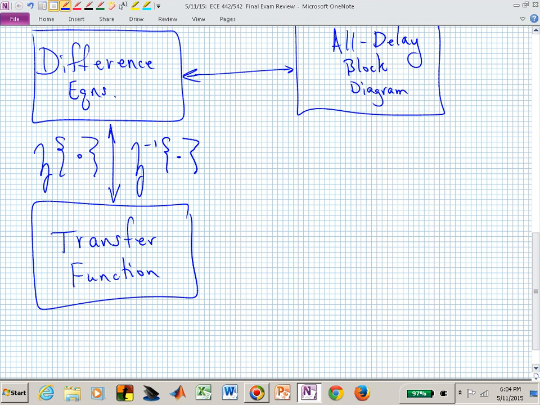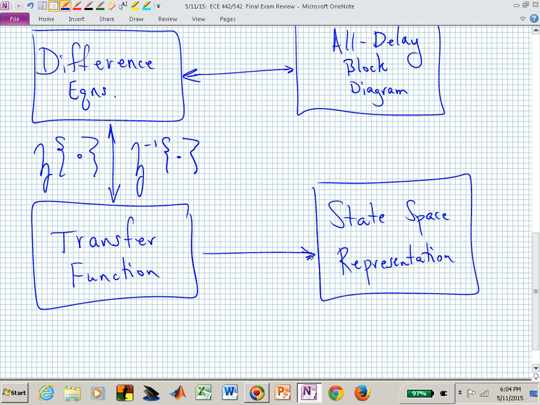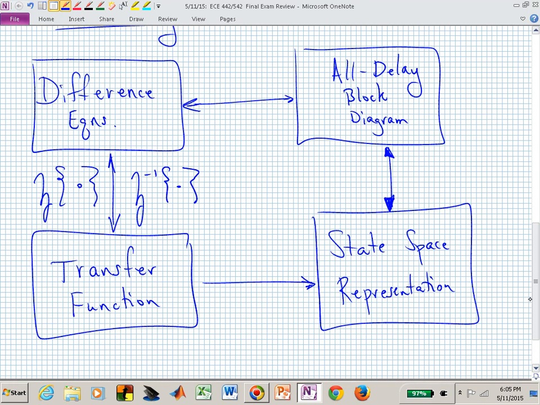And from the frequency domain at the bottom in the transfer function, you should be able to find a state space representation. And you wouldn't have to necessarily go immediately in that direction, but you could go to the difference equations, then an all delay block diagram, and then into a state space representation. From a state space representation, you should be able to go back to the all delay block diagram. It's basically sitting there for you in the state space representation. But if you have the all delay block diagram, do you remember how we obtain a state space representation? What's the key step? If you now have this block diagram, maybe it contains 3 different delay blocks, how would you find a state space representation?